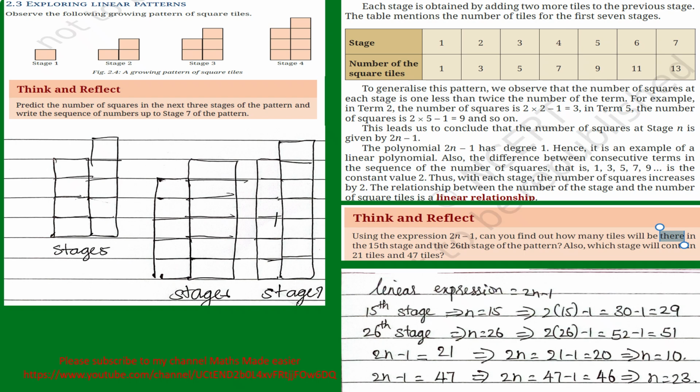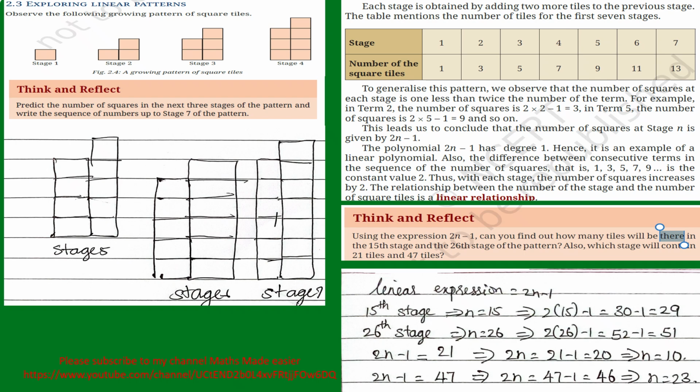The number of squares under stage 5 is 2 times 5 minus 1, which is 9, and so on. This leads us to conclude that the number of squares at stage n is given by 2n minus 1. This is a generalized pattern. You can use this linear relationship to find the number of squares at any stage. So it happens to be very simple.